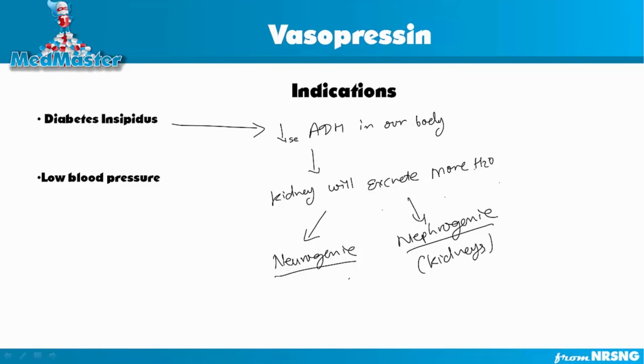So now, since we talked about diabetes insipidus, what are the symptoms of diabetes insipidus? They are losing more water through the urine, so they will have frequent urination.